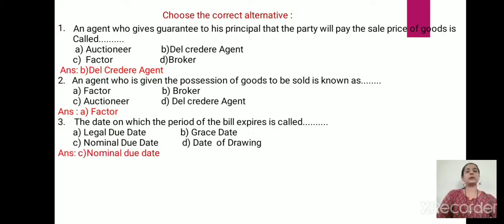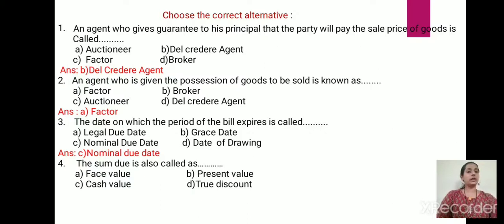Yes, it is correct. Next, the sum due is also called as. Now this is also a good example question, I think. We have discussed this. What is sum due also? The options are face value, present value, cash value, true discount. Yes, sum due is also called face value. We have discussed this previously in our examples also. So it is nothing but the same as face value.